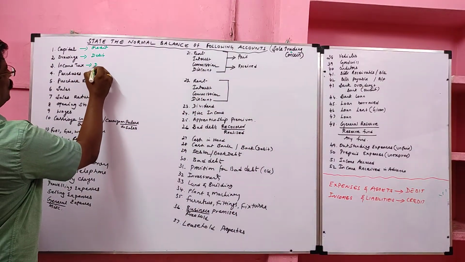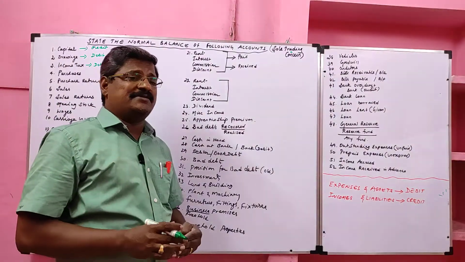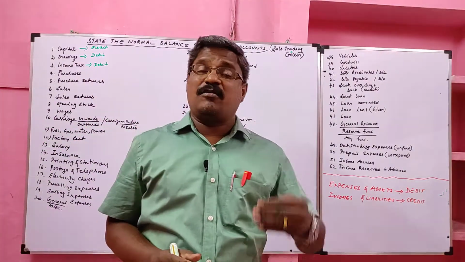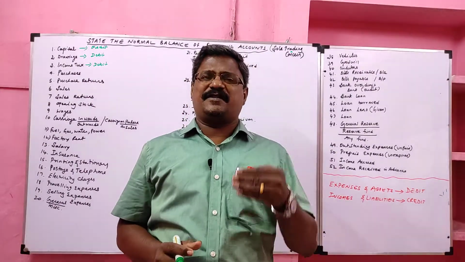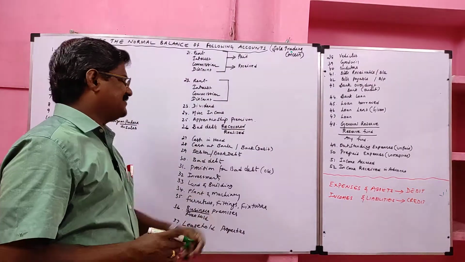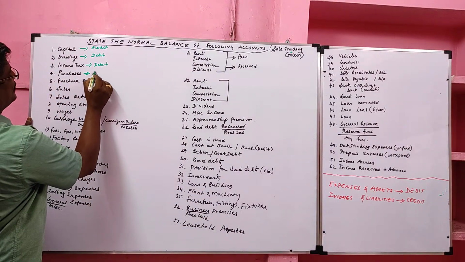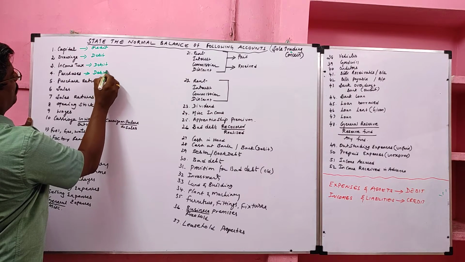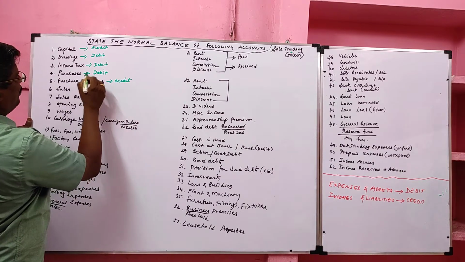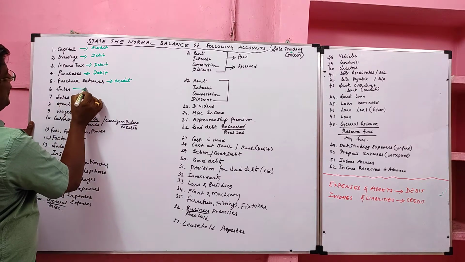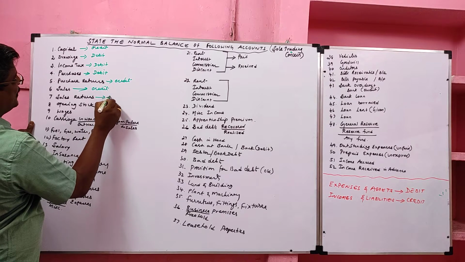Income tax shows a debit balance. Why? Income tax is a tax on the proprietor, not on the business, so it is a personal expense of the proprietor. So we should debit it. Purchase is an expense, so we should debit. Purchase return should be credited, the opposite effect of purchase. Sales is an income, credit. Sales return is debit.